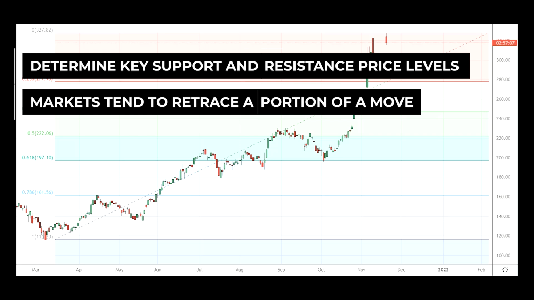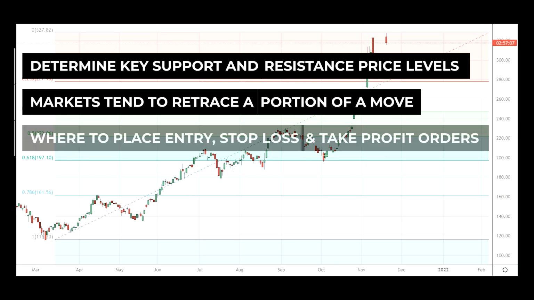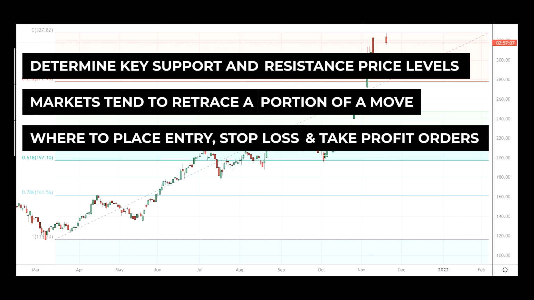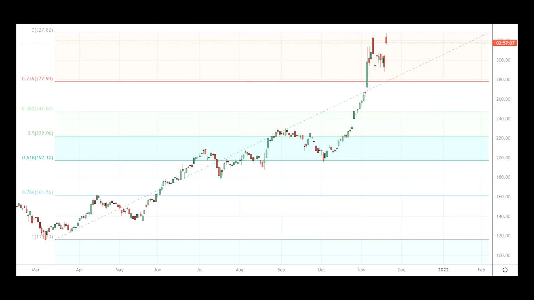With these key price levels, it can help you determine where to place your entry, stop loss, and take profit orders. However, some traders say that using Fibonacci tools doesn't work and is very subjective on what price points you use. I don't disagree, but if it's used correctly along with other technical tools, then it can be quite effective to confirm support and resistance price levels.